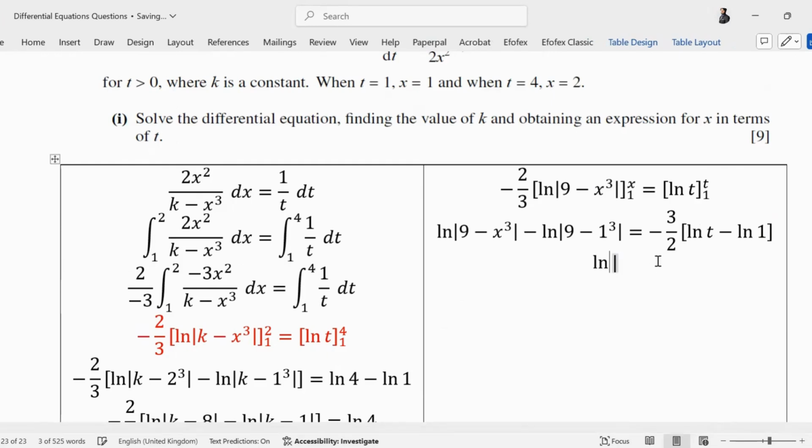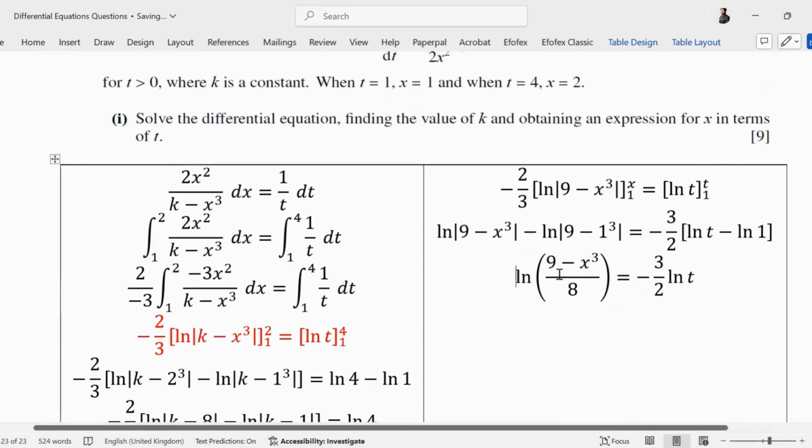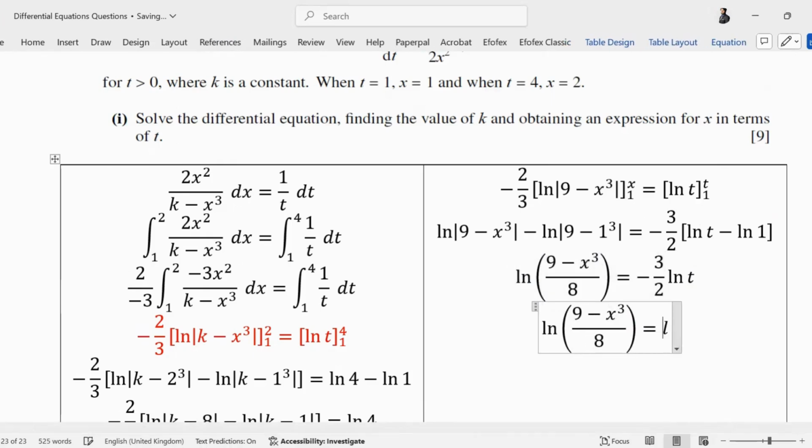I am writing the left side as a single log. This is (9 minus x) cube upon 8. And this is minus 3 upon 2 ln t. ln 1 is just 0. So I can write this entire thing again as the power of t, that is ln of t to the power minus 3 upon 2. Obviously, you can write minus 3 upon 2 as minus 1.5 as well.